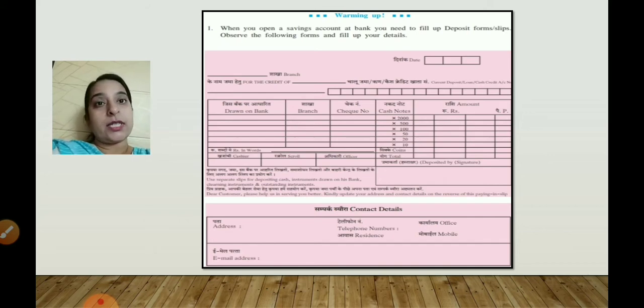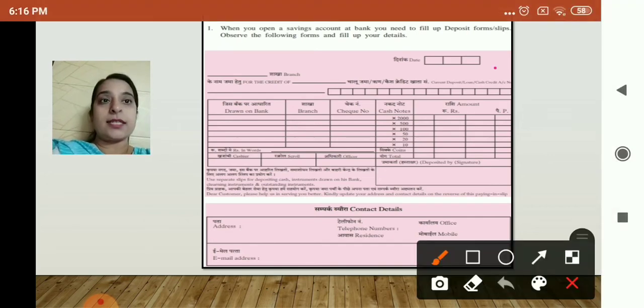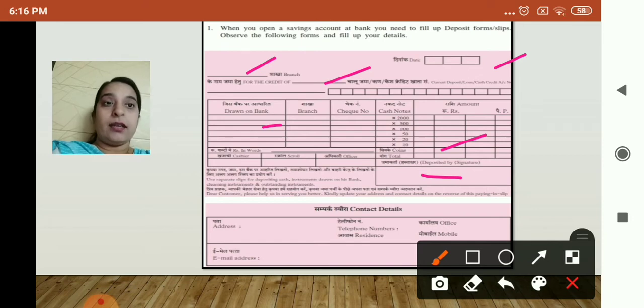So children, what are the details to be filled? Yes, date, for the credit of branch. That is, for example, Thane East branch, Thane West branch. Then if you want to deposit the check, these are all the details for the check. Then this is regarding the cash. Then the signature, that is deposited by. So you have to sign. Then next is their address, all the details, email address, telephone numbers. So this way you should fill the form.